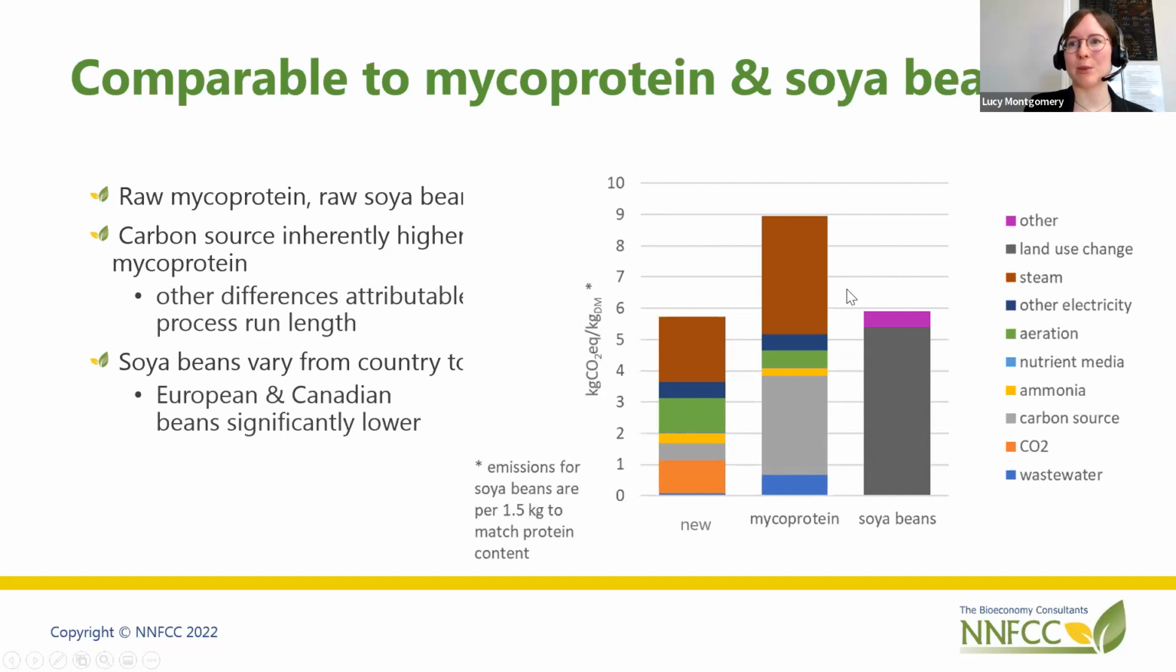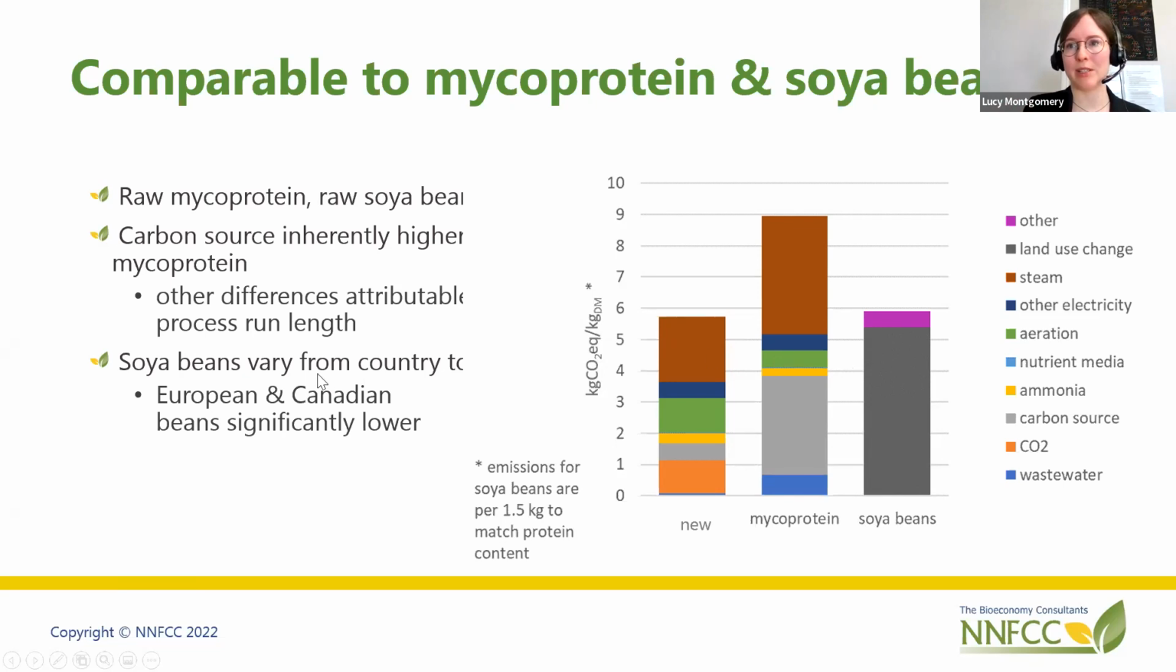For soya beans, it was quite interesting. The greenhouse gas emissions came essentially all from the land use change. So this is parts of the world where they're carrying out deforestation in order to plant soybeans. But again, we had some interesting points. It really depends where the soybeans come from.